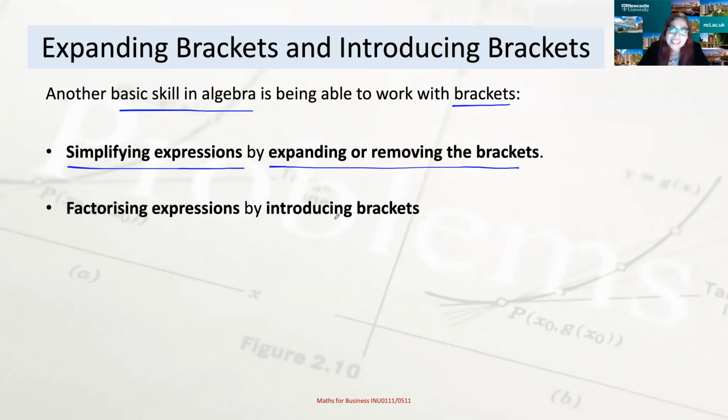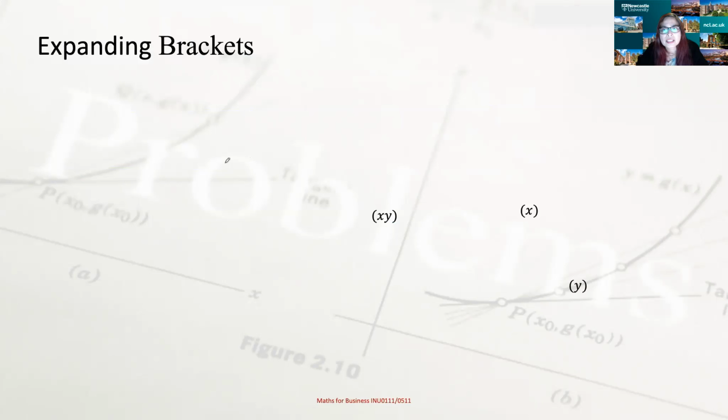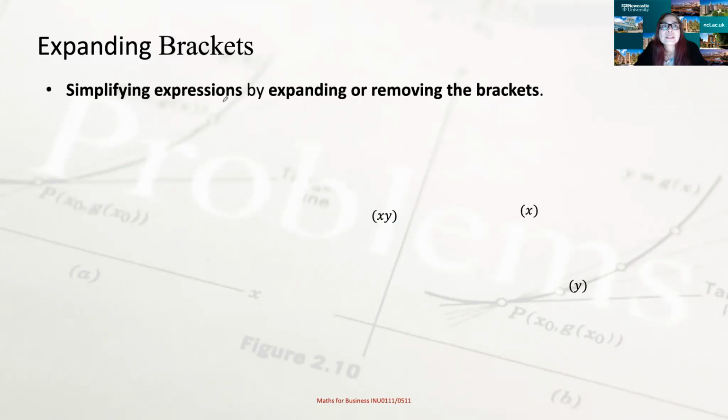And the second thing is factorization, which you'll be doing soon: factorizing expressions by introducing brackets. So for simplifying, you expand or remove brackets. For factorizing, you introduce brackets by identifying common factors. So let's first see simplifying expressions by removing or expanding the brackets first.